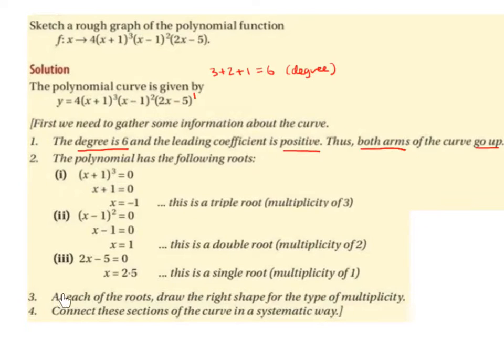Part 3. At each of the roots, draw the right shape for the type of multiplicity. So at the roots, x equals minus 1, x equals 1, and x equals 2.5, we need to draw the right shape for the type of multiplicity. At x equals minus 1, we have a multiplicity of 3. At x equals 1, we have a multiplicity of 2. And at x equals 2.5, we have a multiplicity of 1. And then the last part, we connect these sections of the curve in a systematic way.